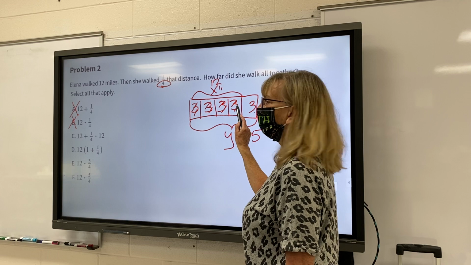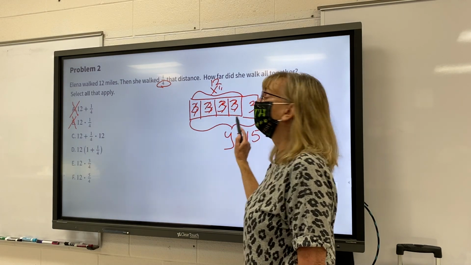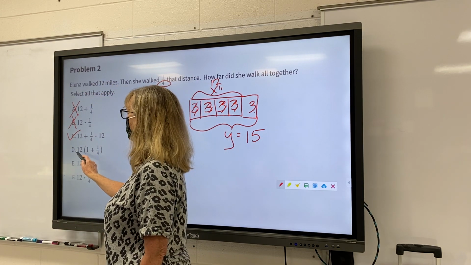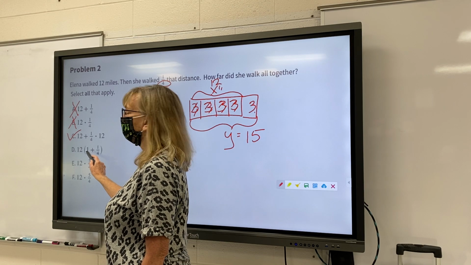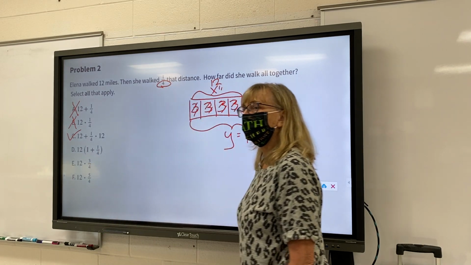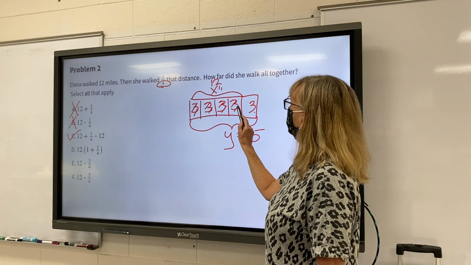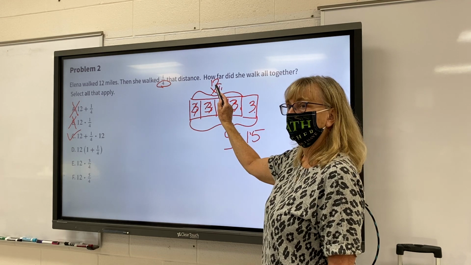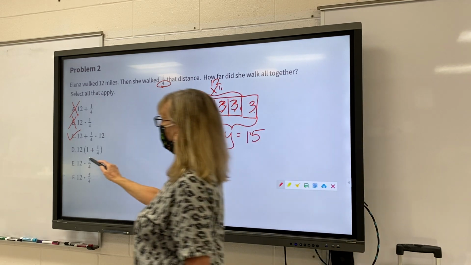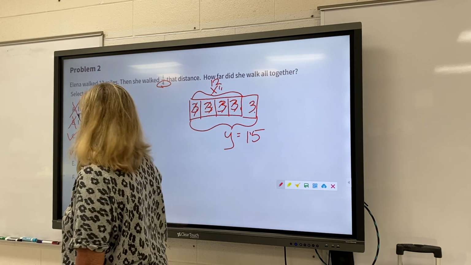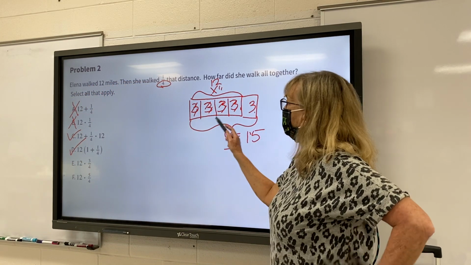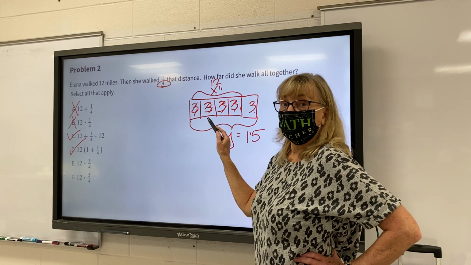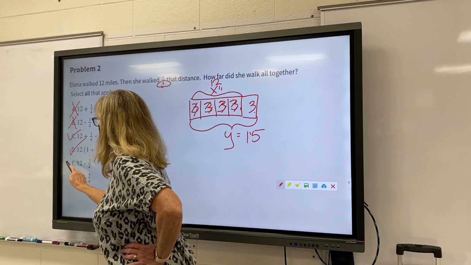12 plus 1/4 of 12. Yes, that one works. Now they're taking 12 and multiplying it after we do 1 plus 1/4. Well, let's look at this. Did we do 1 plus 1/4, and did we multiply it by 12? So is that one going to work? Yes. How about 12 times 3/4? That means she walked 3/4. Nope, because we already know she walked more, right? Okay. How about the last one?